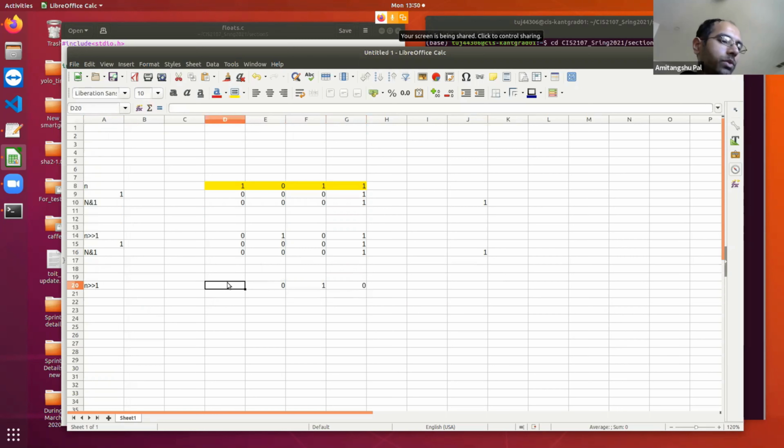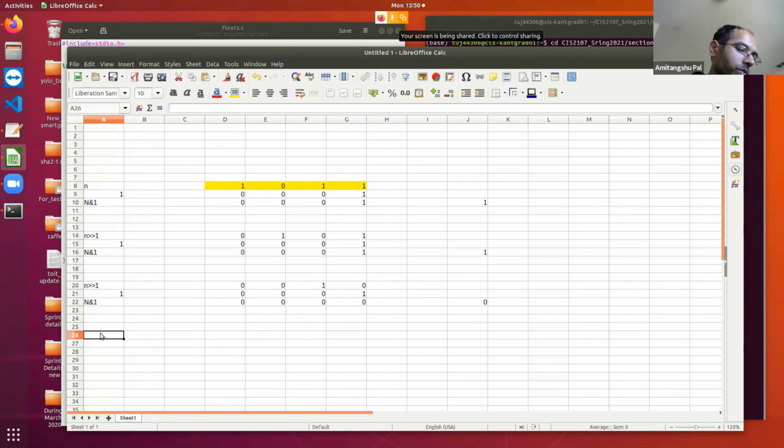This place will be occupied by 0. So again I will take it and with 1. So 0, 0, 0, 1. And if I take n and 1, I will get 0, 0, 0, 0. Okay. So this place is going to be 0.